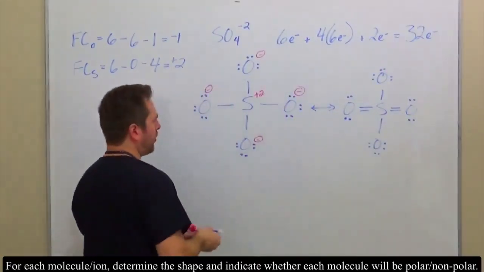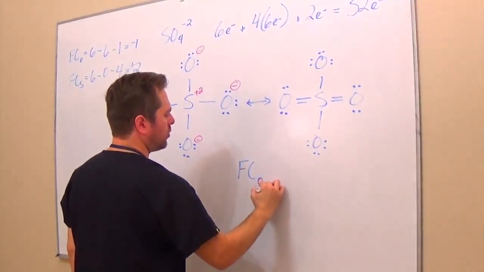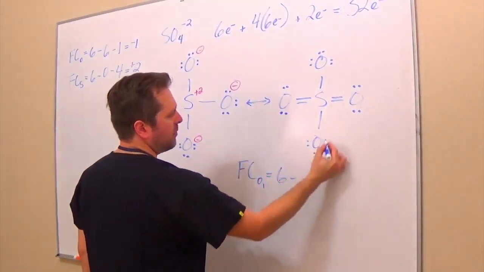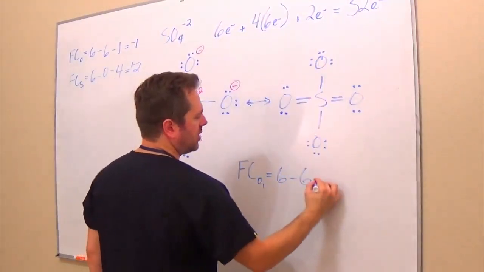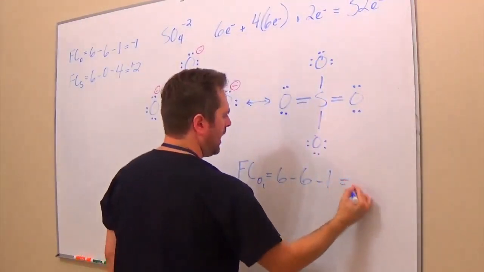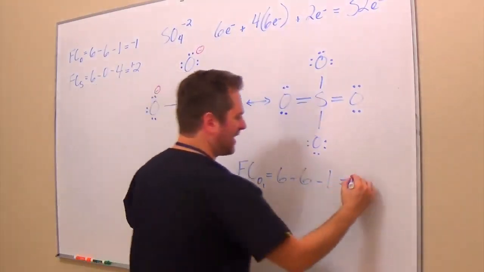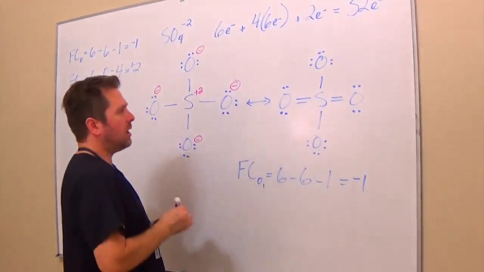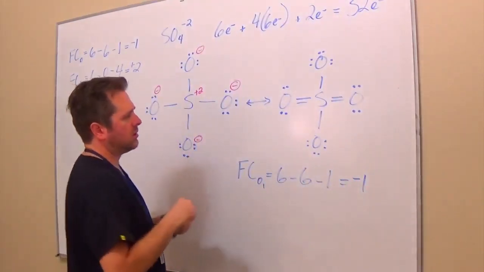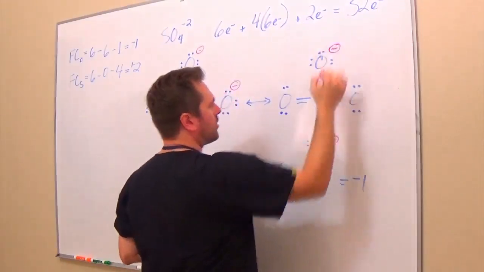And we'll calculate the formal charge. So the formal charge of oxygen 1 would be group 6, they both have 6 valence electrons, minus the 2 bonded electrons divided by 2, which is 1. And so therefore, 6 minus 6 is 0, minus 1 is negative 1. They do have a charge, so negative and then negative, okay?